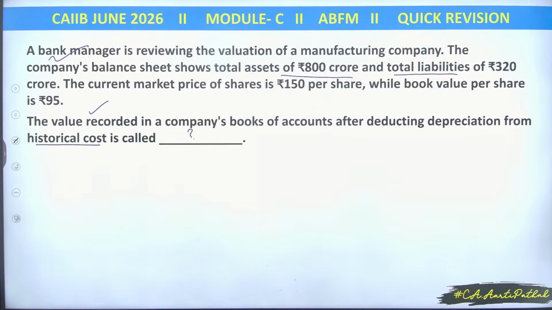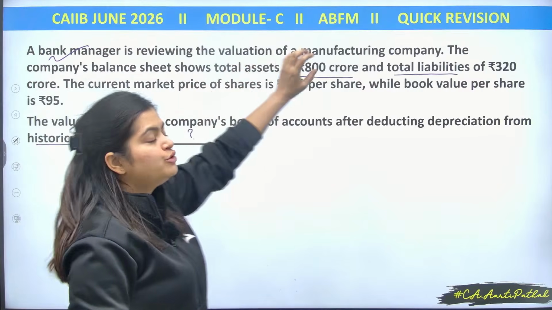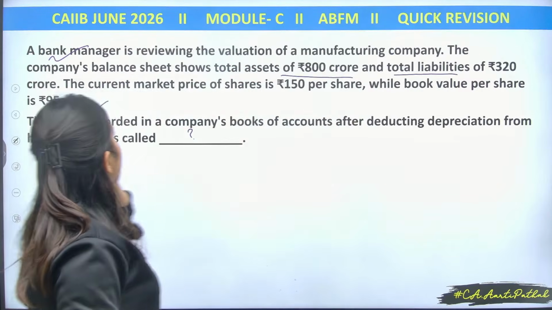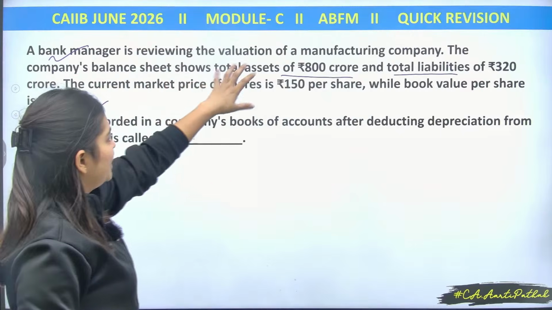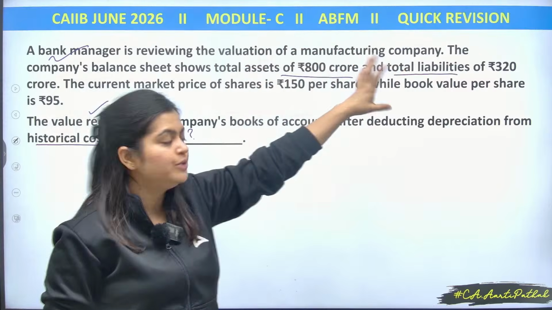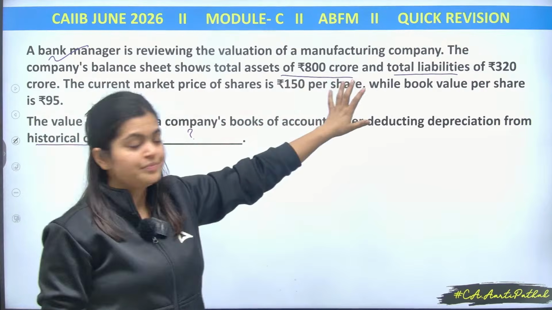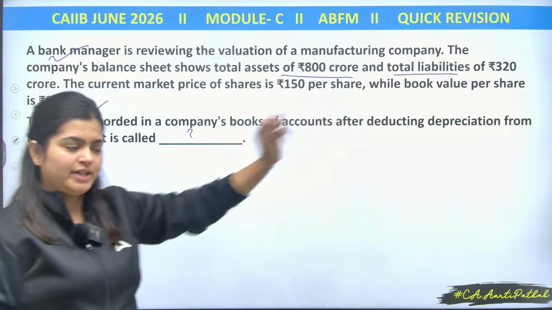Yes. Now, as per this question, what data are they giving you? When the bank manager is there, they want to value your company. The company's balance sheet is showing some assets and liabilities, so you have balance sheet values. Apart from that, they're also giving you the current market price per share, and the book value per share is also written here.